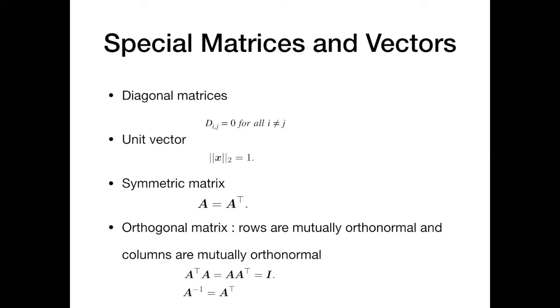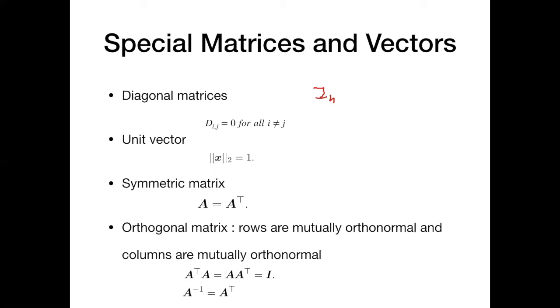We have already seen one example of a diagonal matrix, which is the identity matrix. And this is a very strict definition of the diagonal matrices. It means that in these matrices, we only have non-zero entries along the diagonal line.